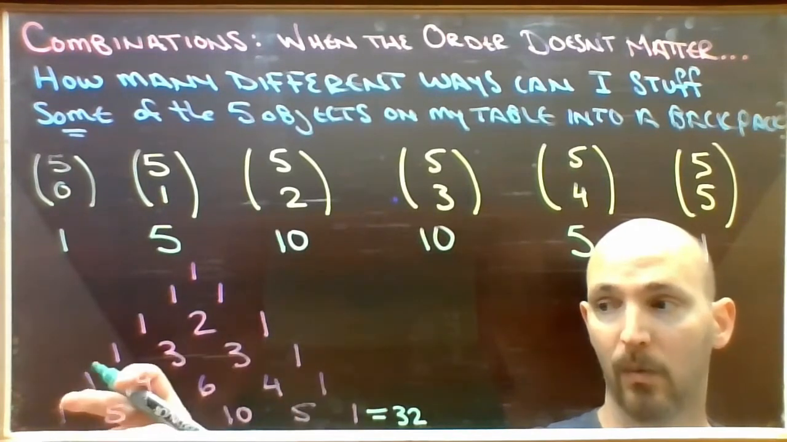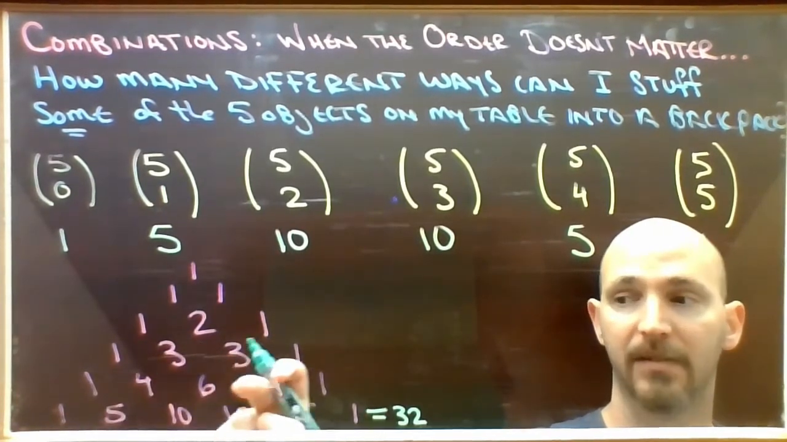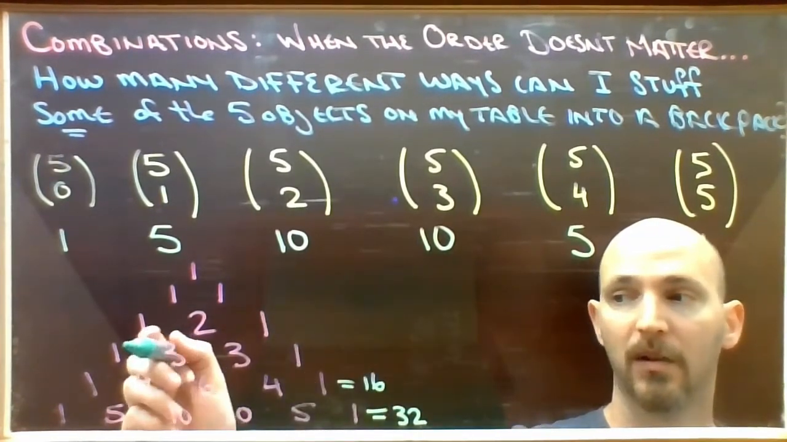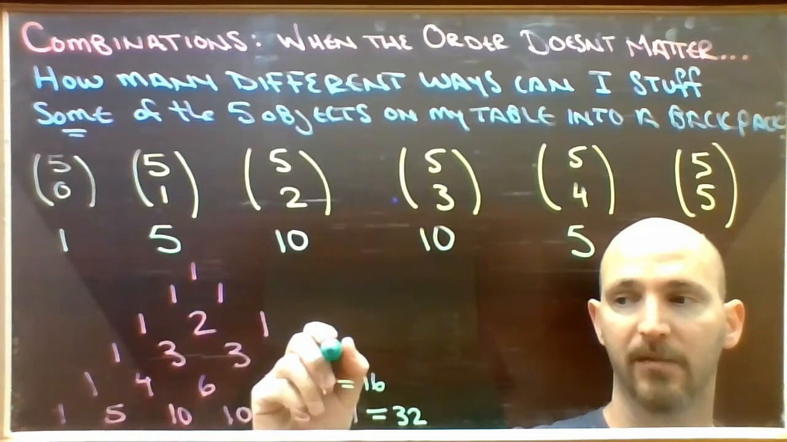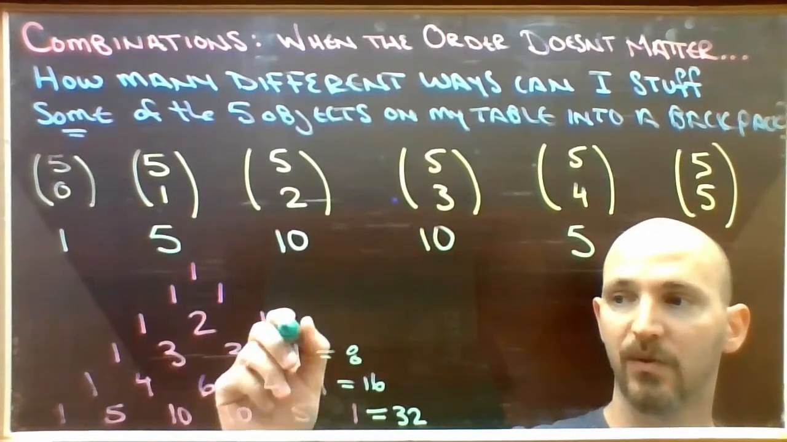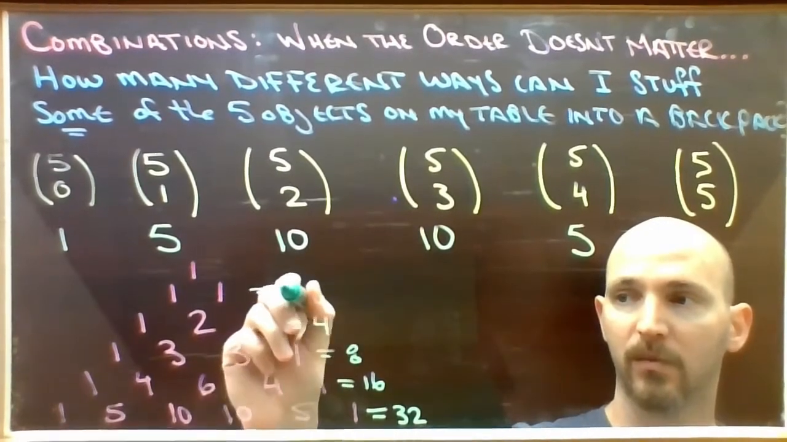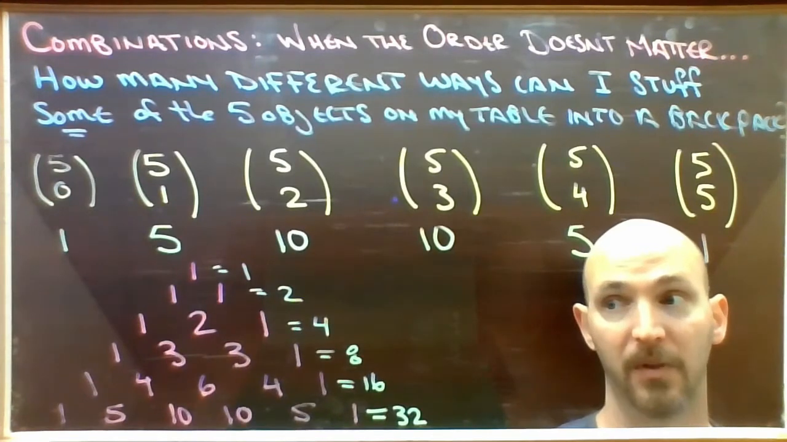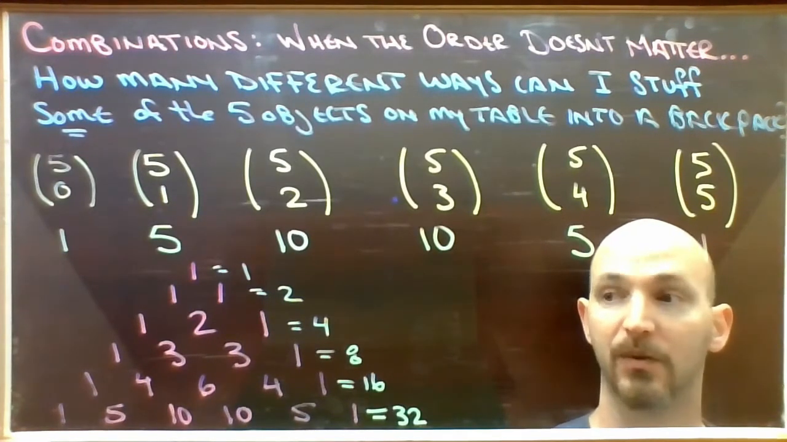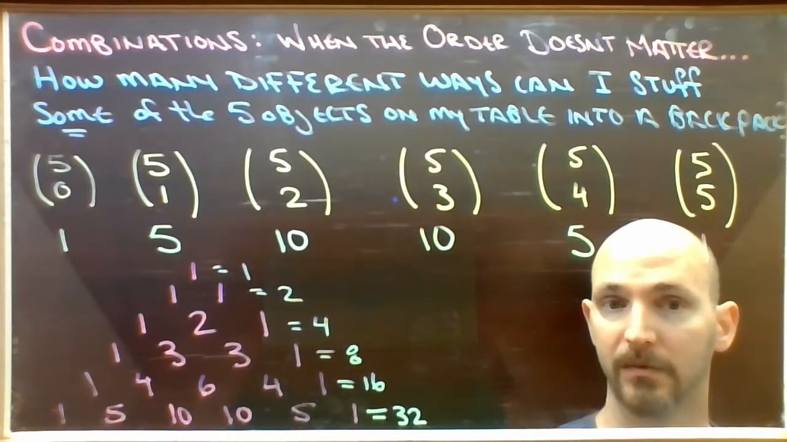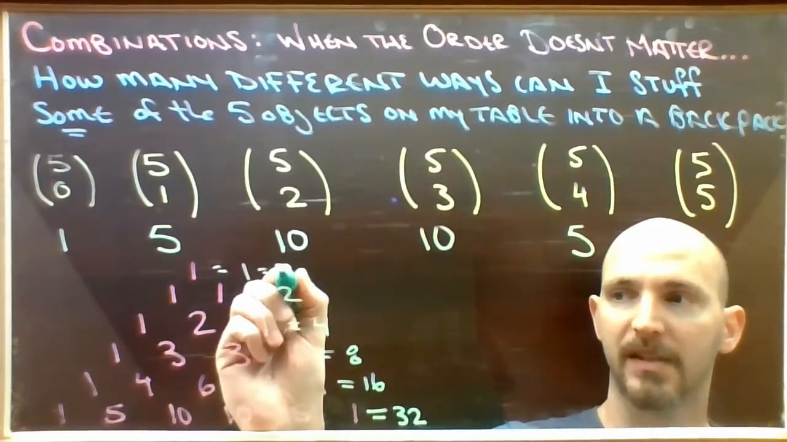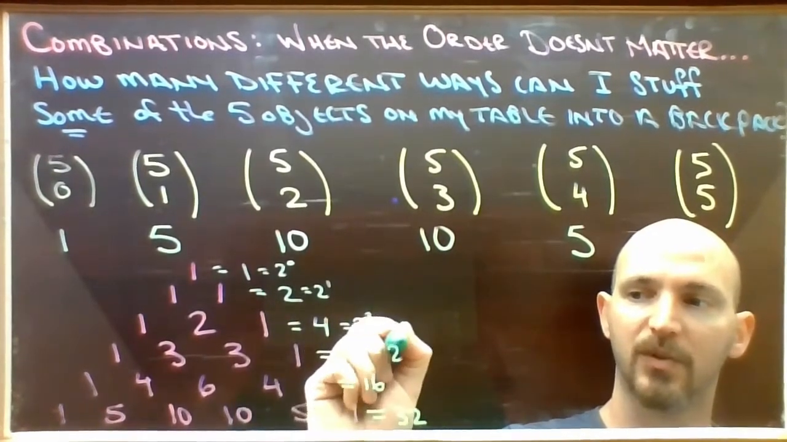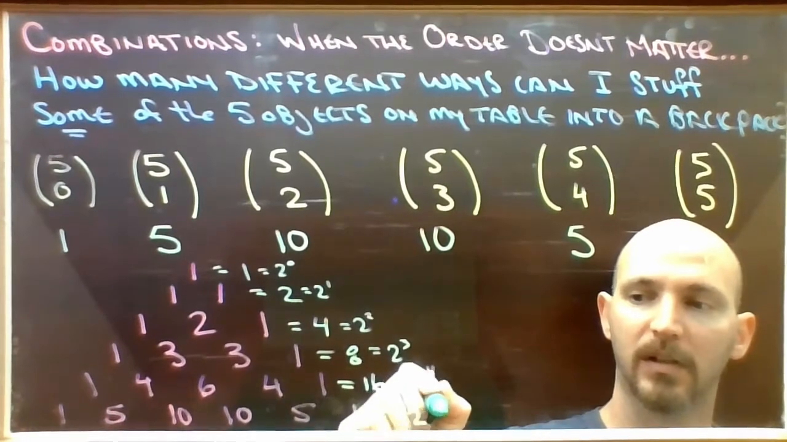If I did this row, 1 plus 4 is 5, plus 6 is 11, plus 4 is 15, plus 1 is 16. 1 and 3 is 4, plus 3 is 7, plus 1 is 8. 1, 2, 1 would be 4, 1 and 1 would be 2, and 1 is just 1. Now that's a funny set of numbers, 1, 2, 4, 8, 16, 32. Do you notice that they double as they go down? Do you notice also that this is 2 to the 0, 2 to the 1, 2 squared, 2 cubed, 2 to the power 4, 2 to the power 5?